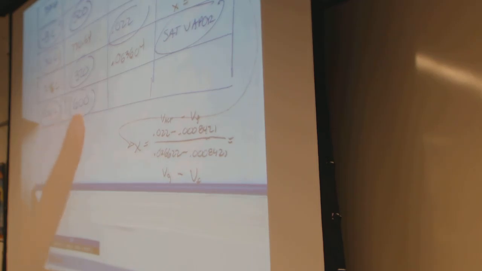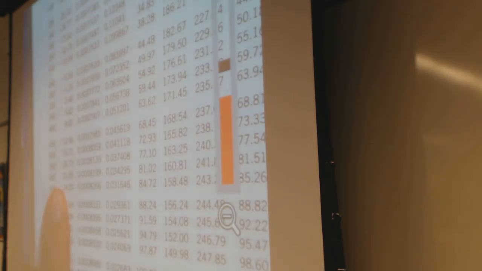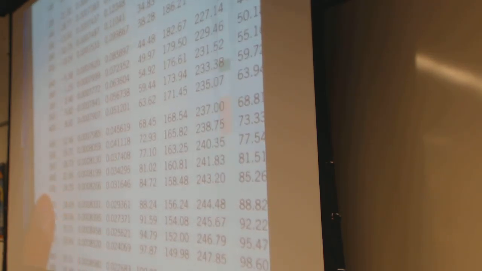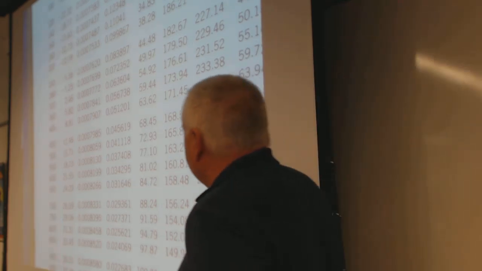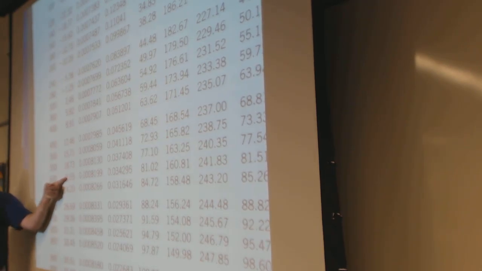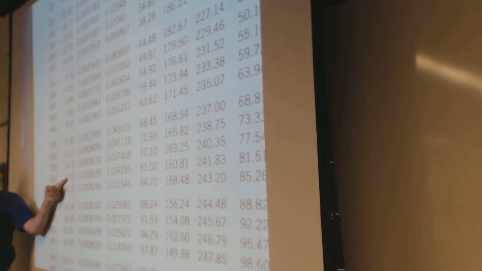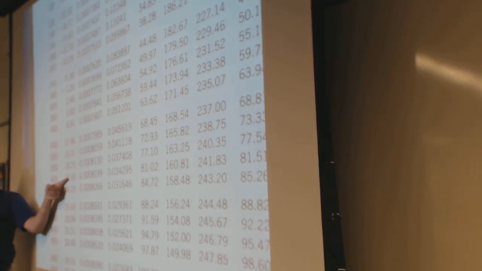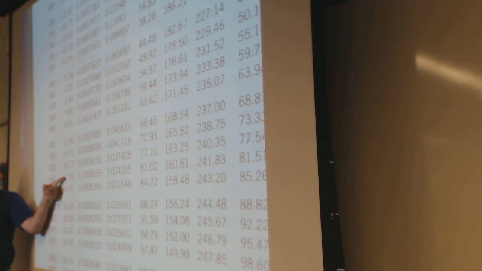0.034295. Next one's 600 kilopascals at 100 degrees C. Well, no, hang on. 600 kilopascals, last one, and the saturation temperature is this much, but the temperature is actually 100 degrees C, way higher. That means we're into the superheat table because it's higher than the saturation temperature.